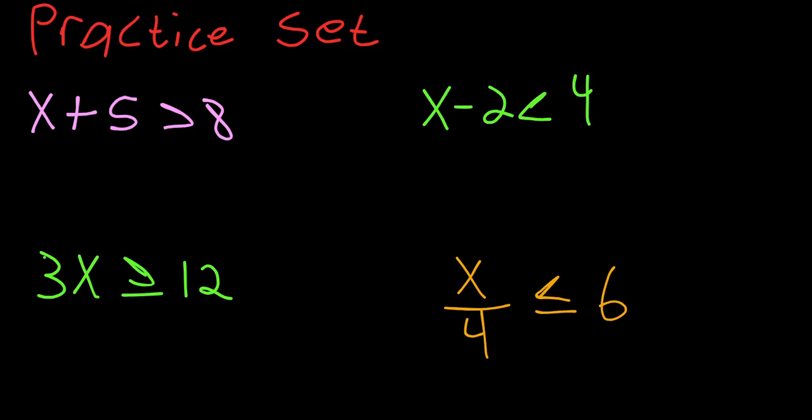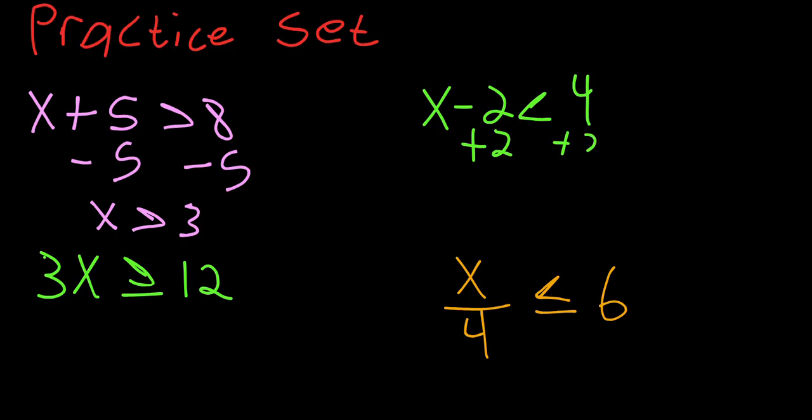All right, let's approach these just like we approach solving equations. We're going to subtract 5 from both sides. We get x is greater than 3. Then we move over to the top right green. x minus 2 is less than 4. We add 2 to both sides. We get x is less than 6.